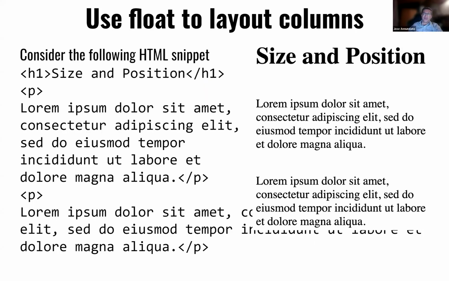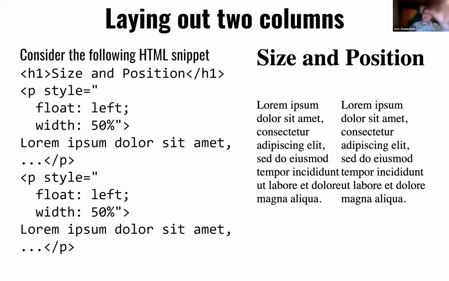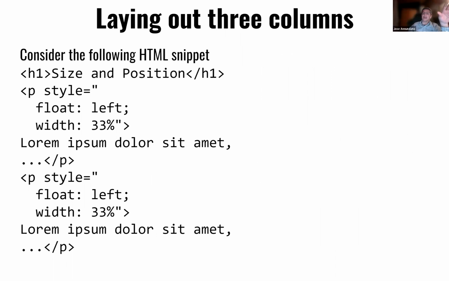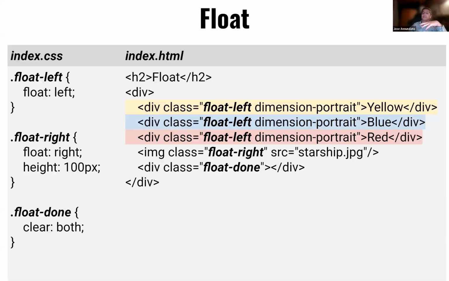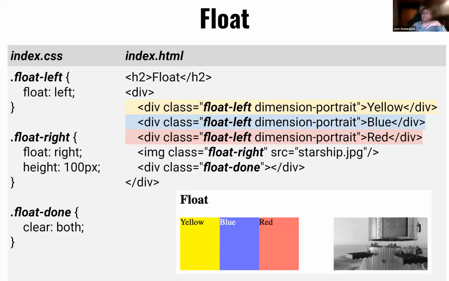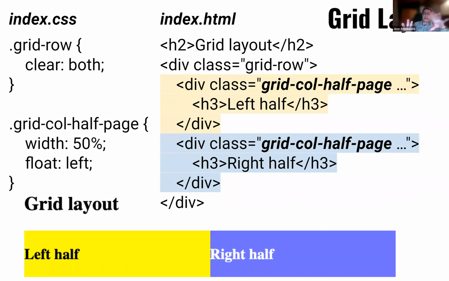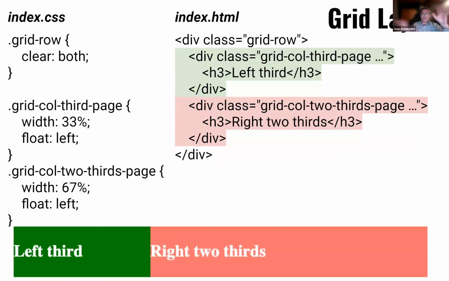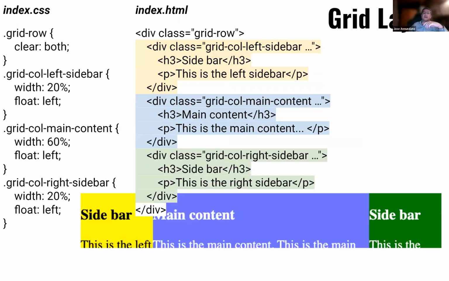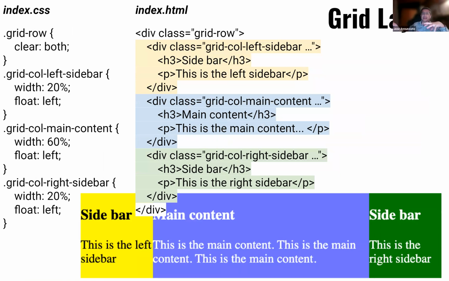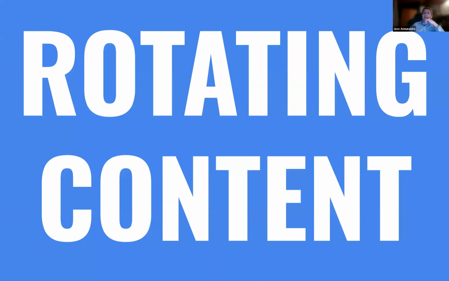Okay, float. We play around with float. That allows you to put things horizontally in columns, like 3 columns, and could create grids that split the content in half, like 50%, or a third and two thirds, or into a grid layout, which has sidebars and then the main content in the middle.